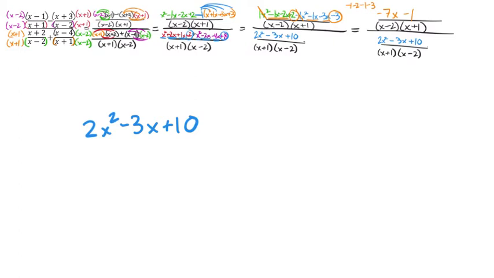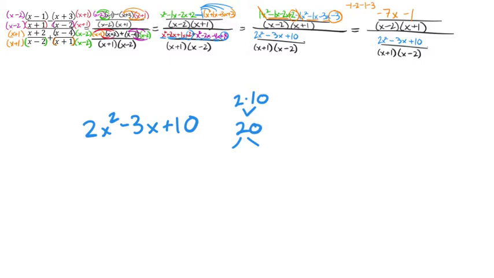But since my leading coefficient is 2, I'm going to have to use factoring by grouping. So I take the leading coefficient and multiply it by the constant there. 2 times 10 is 20, positive, by the way. But I need 2 factors of 20 that can add up to negative 3. 1 and 20 don't work. 2 and 10 don't work.